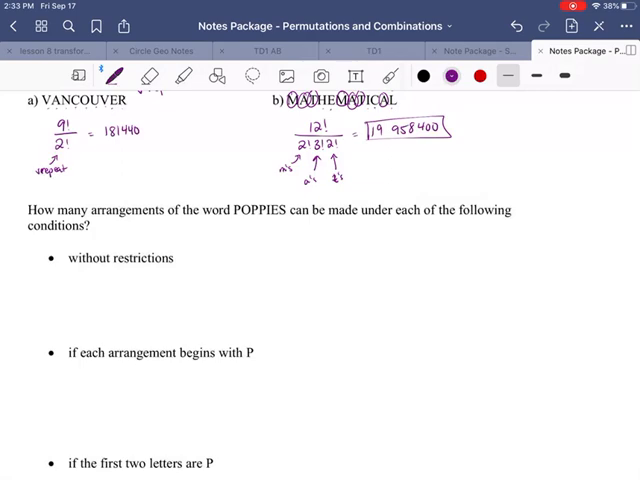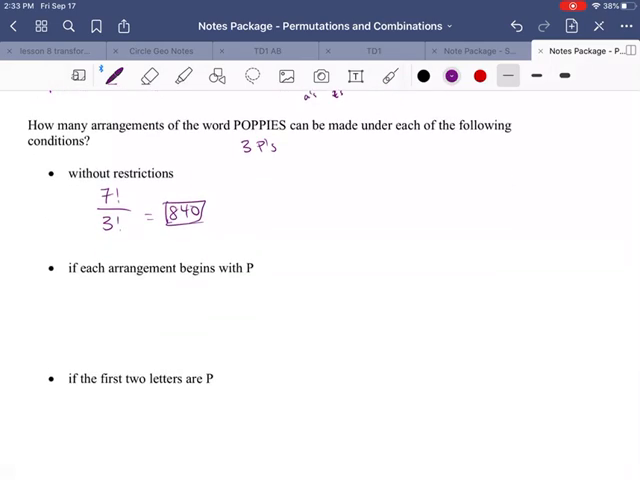All right. The word poppies. So we have 3 P's. Anything else? Nope. So there's 7 letters in total, and we're going to divide it by the 3 repetitions, so 840. What if each arrangement begins with the letter P? Interesting. Each arrangement begins with the letter P.